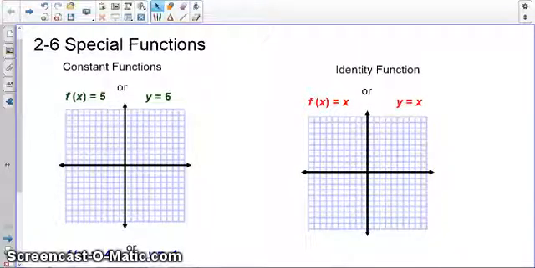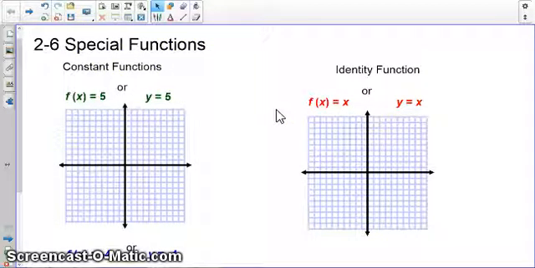Alright, I'm going to talk about 2.6. I'm going to chop 2.6 into two different videos because there's a lot of stuff in there. This is maybe the easier of the two, and then I'll talk about the stuff a little bit harder in the next video. So there's a bunch of different special functions they talk about in 2.6. It's just a wide variety of things that you should be able to handle, but lots of different types of things. So the first type is what's called a constant function.